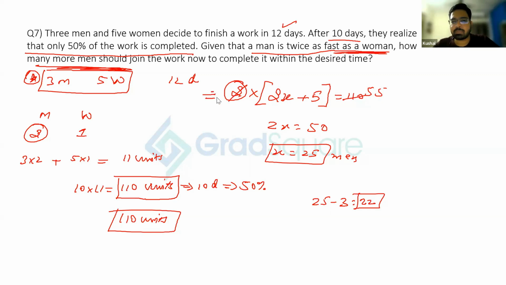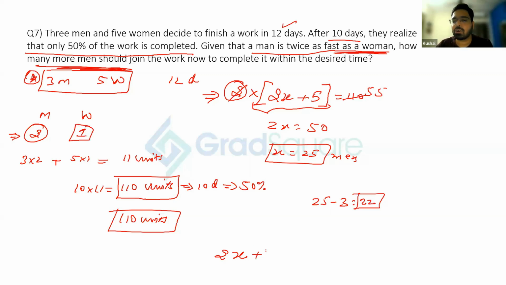Shivam, are we clear up to this step? 2 times (2x + 5) should be equal to 110. Ishan, I'm explaining that. Understand from where I am getting this 2x + 5? I'm saying for the last 2 days, let's say x men were working. Each man is working how many units? 2 units. So total x men would finish what? 2x units. There are 5 women and each woman is doing 1 unit.